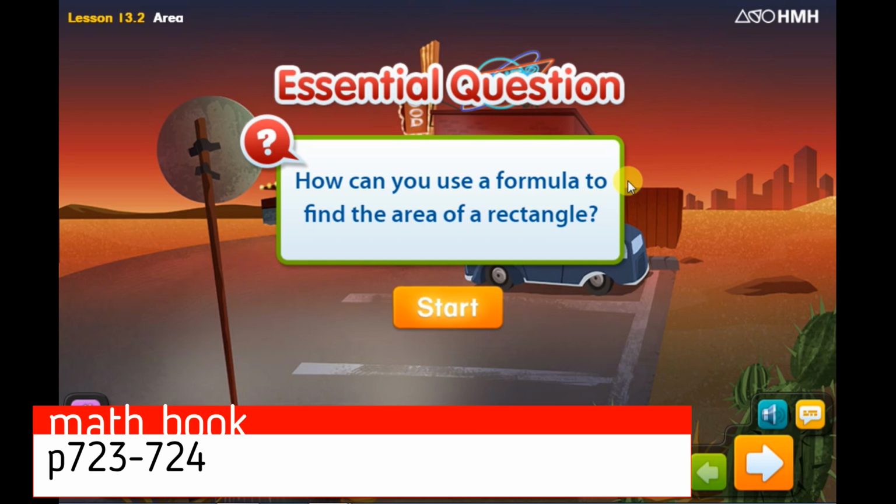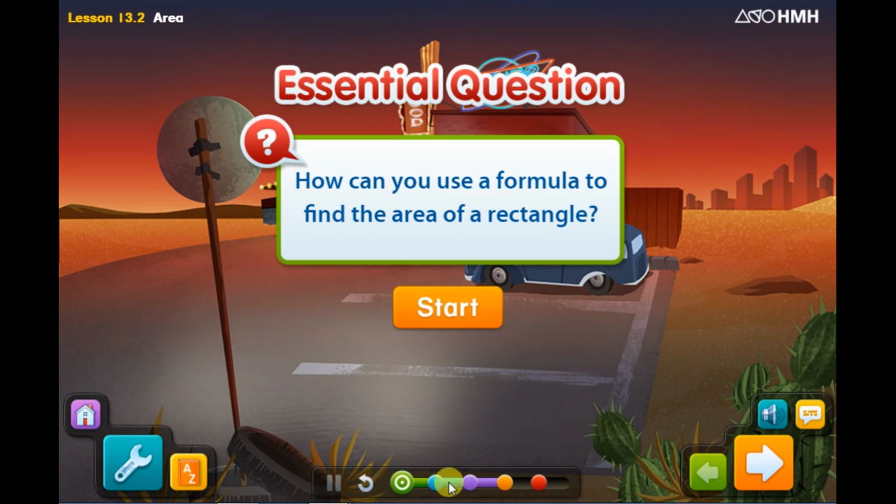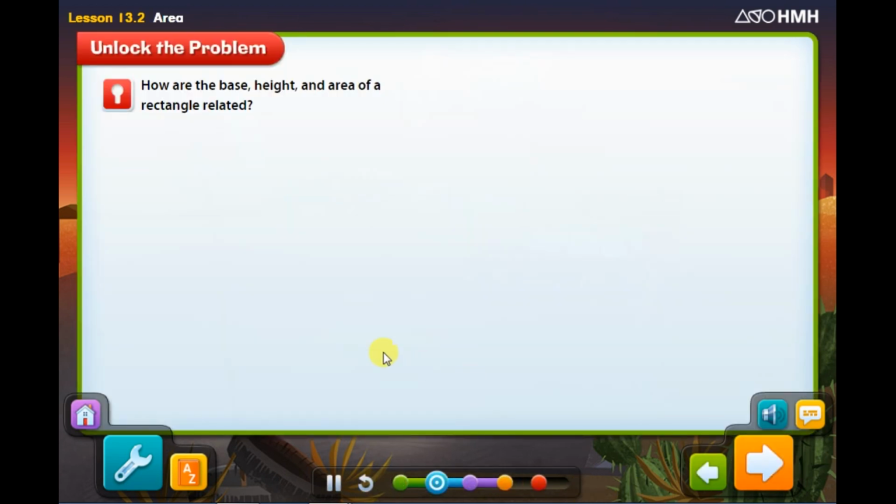So, let's see today's essential question. How can you use a formula to find the area of a rectangle? So, we're going to predict a formula or a standardized rule that will help me find the area of any rectangle. So, let's see. How are the base, height, and area of a rectangle related? Let's unlock this problem. What is the relation between base, height, and the area?